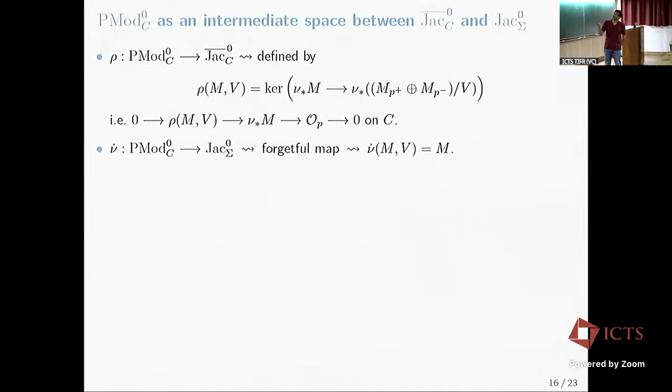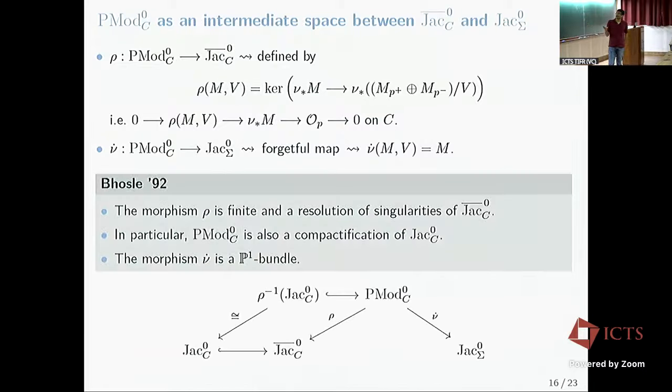Then we have another map to the Jacobian of sigma, which is just a forgetful map. To MV, take M, the line bundle. Okay, so now what Usha-Bosler proved in this case, and then Cook proved similar things in other singularities, is that this map here is always finite, and it's a resolution of singularities of the compactified Jacobian. So in particular, this parabolic moduli is also a compactification of the Jacobian of C, a different one. And this morphism here, this forgetful map, is a P1 bundle because the fiber is V. It's just a choice of a vector space.